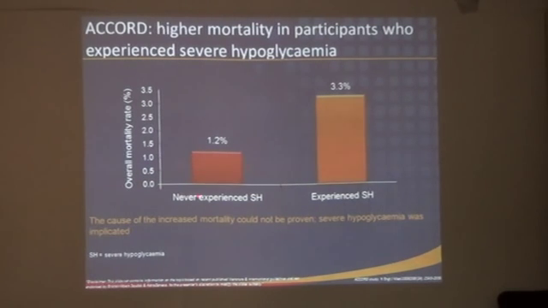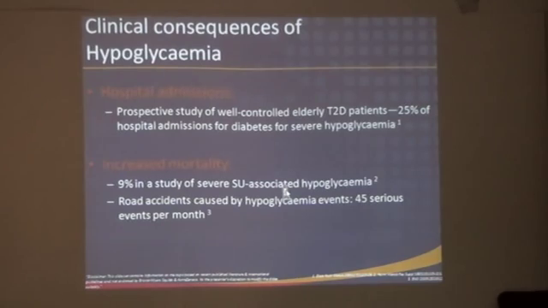So this is the ACCORD study which showed that patients who never experienced severe hypoglycemia had a much lower mortality. The patients who had severe hypoglycemia had 3 times the mortality. Remember, ACCORD was done in patients who already had complications, who had cardiac problems, and we tried to aggressively control the sugars. So if you produce hypoglycemia in them, they had 3 times the mortality. So that is also a big problem. So hypoglycemia has to be avoided at any cost.